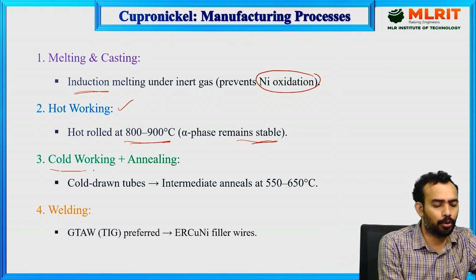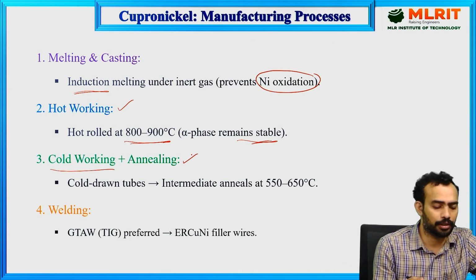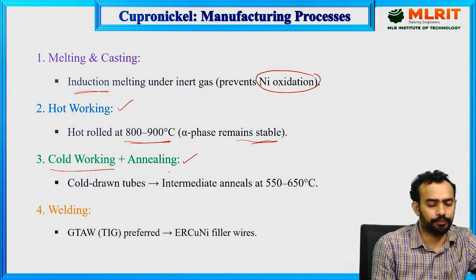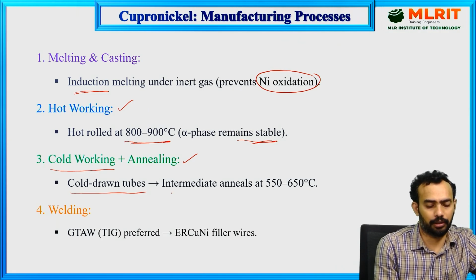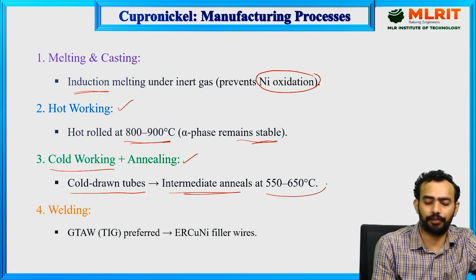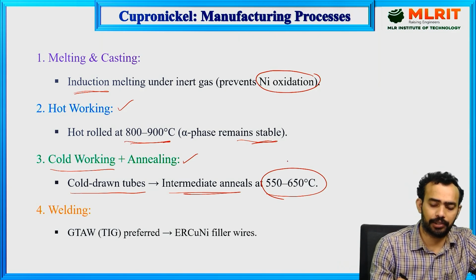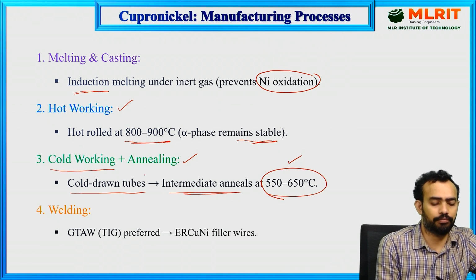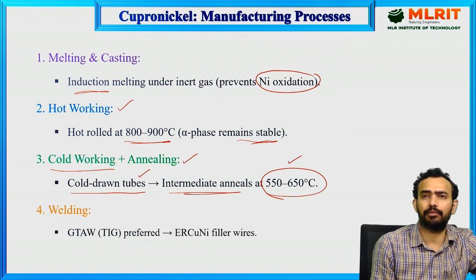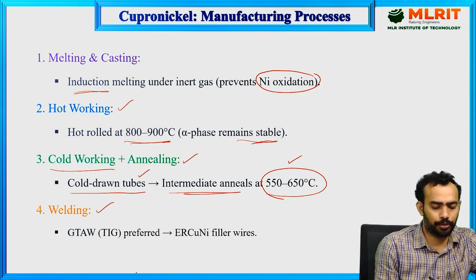Cold working is also possible, and that is employed with annealing or refinement of the grains. So cold drawn tubes are done with intermediate annealing at 550 to 650 degrees centigrade, after the cold working process. Then we do the welding as well.